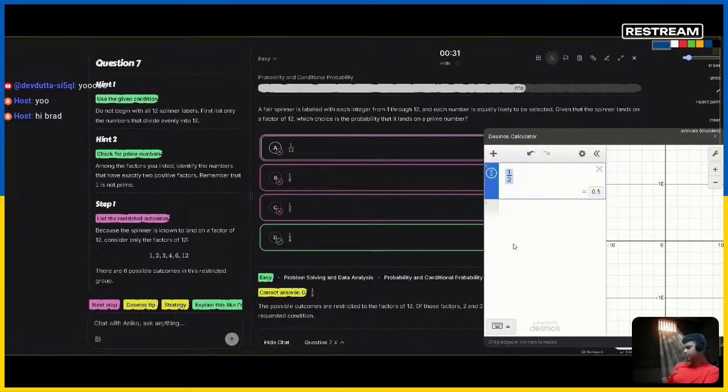3, 4, 5, 6, 7, 8, 9, 10, 11, 12. 4, 5, 6, 7, 8, 9, 10, 11, 12. Oh my goodness. 6. So 1 can be 12. 1, 2, 3, 4, 5, 6. But 1 doesn't count because you said 1 is not a prime.